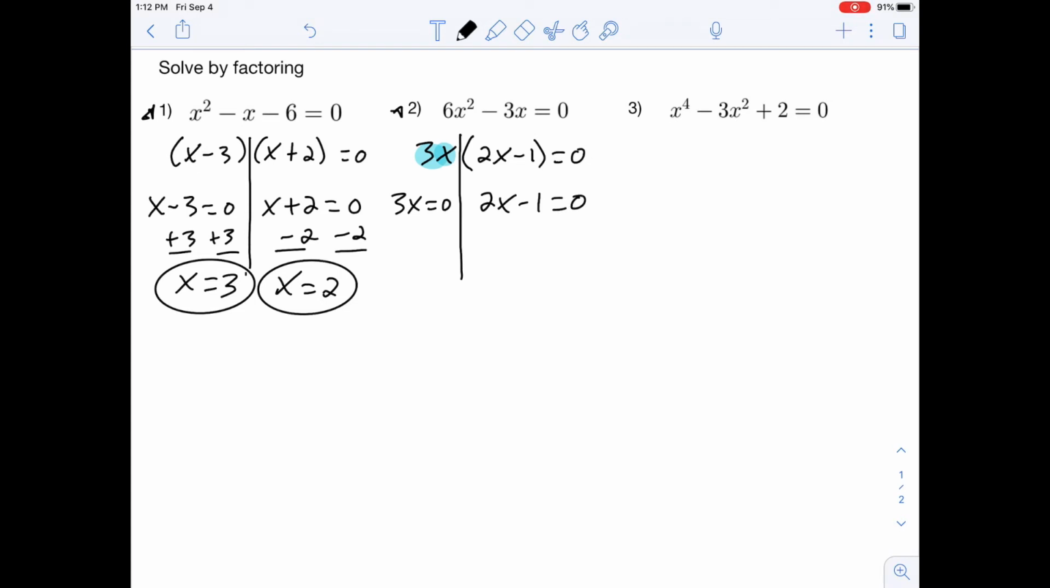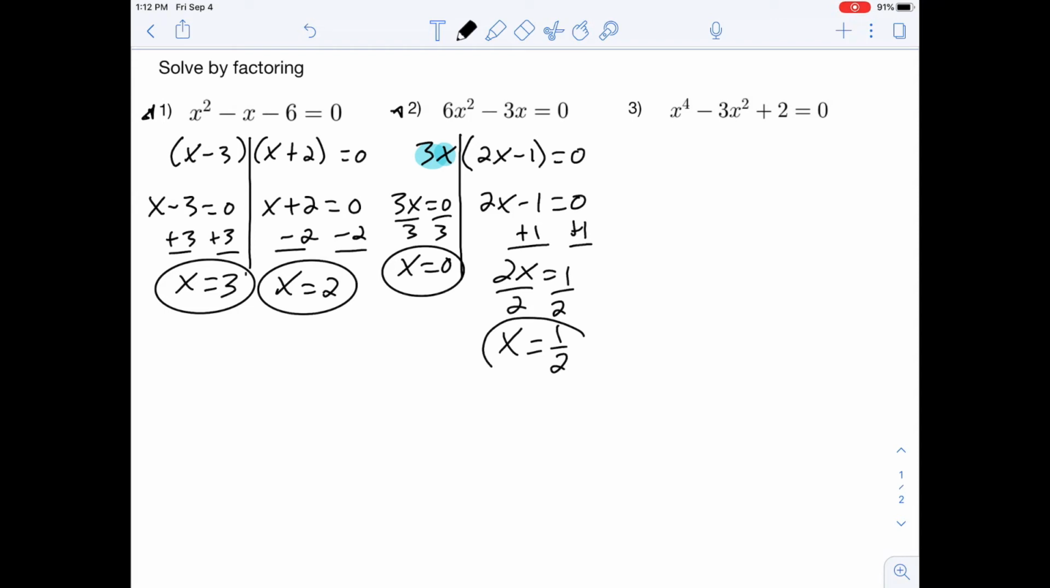So here, hopefully you can see, even if you divide by 3, you're just going to get 0. So x is going to be 0 on this side. And then here I'm going to add 1. So 2x is equal to 1, divide by 2. So I get x is equal to 1/2. So for these two, I have x equals 0 and x equals 1/2. I'll just draw a line down here to separate those.